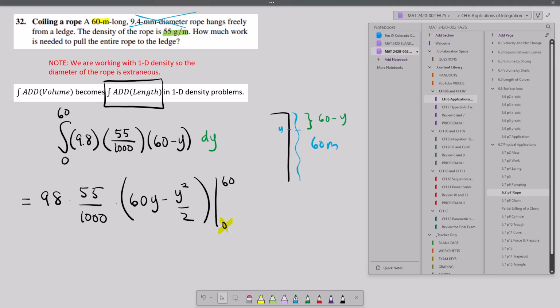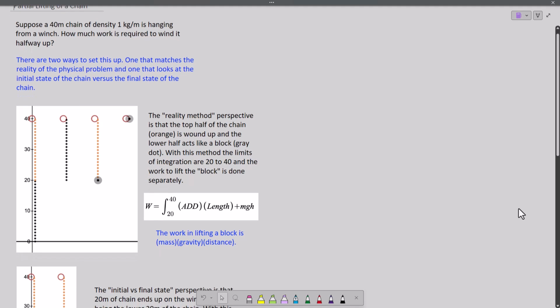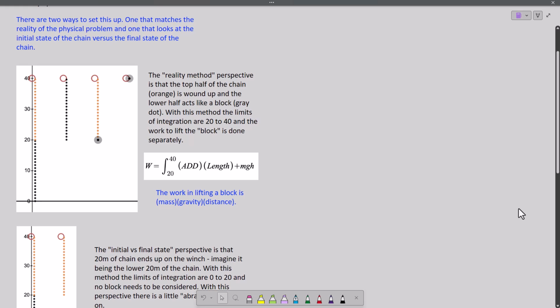So we'll do this chain problem on Thursday, but I want to talk about this for one second, because this is super interesting. We've got a 40-meter chain with a density in kilograms per meter. This chain is going to be lifted halfway up.